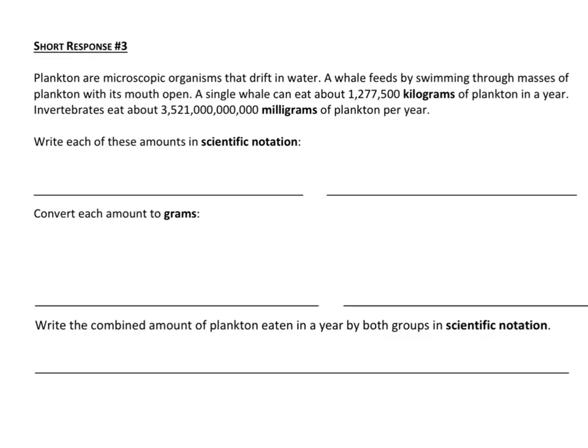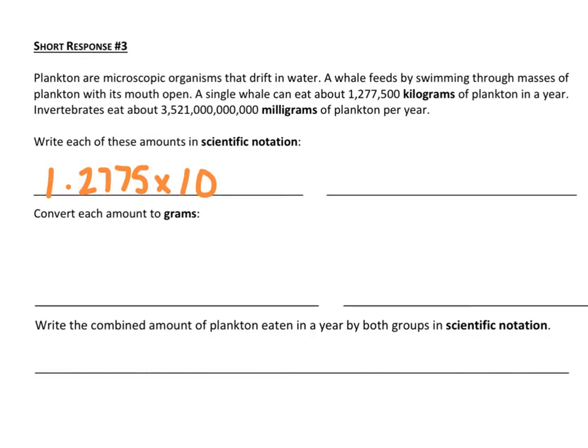Okay, your final question. Plankton are microscopic organisms that drift in the water. A whale feeds by swimming through masses of plankton with its mouth open. A single whale can eat about 1,277,500 kilograms of plankton in a year. Invertebrates eat about 3,521,000,000,000 milligrams of plankton each year. Write each of these amounts in scientific notation.